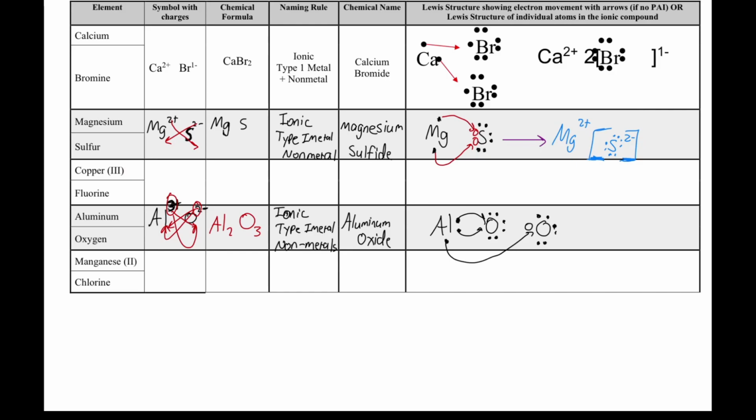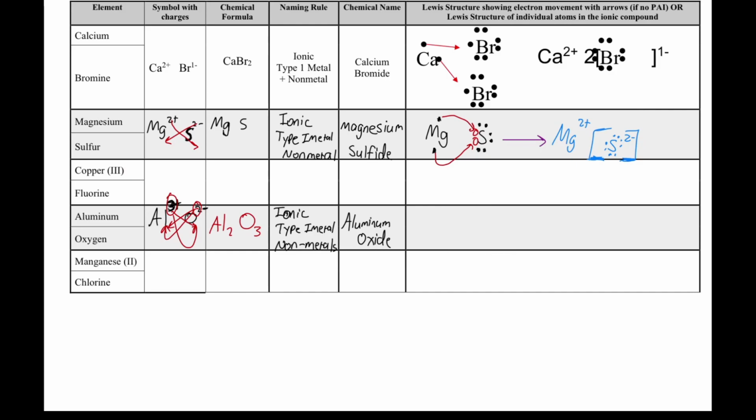So I will need another aluminum with 5 electrons around it. I think I screwed up a little bit. Let me go back just a tad.